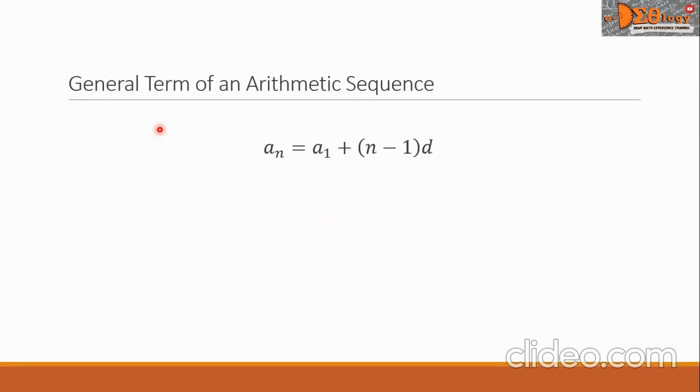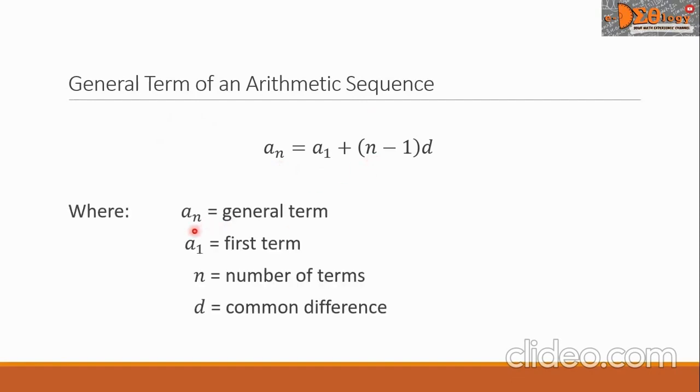The formula for the general term of an arithmetic sequence is here. a sub n equals a sub 1 plus the quantity n minus 1 times d. Take note, the subscript n here is the same as the variable n in here, where a sub n equals the general term, a sub 1 is the first term, n is the number of terms, and d is the common difference.